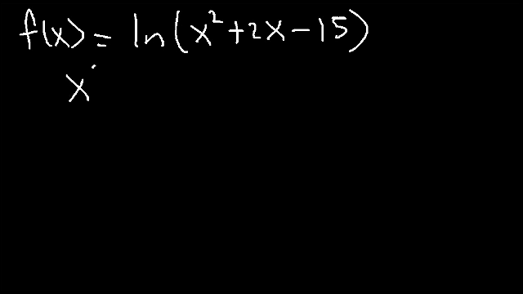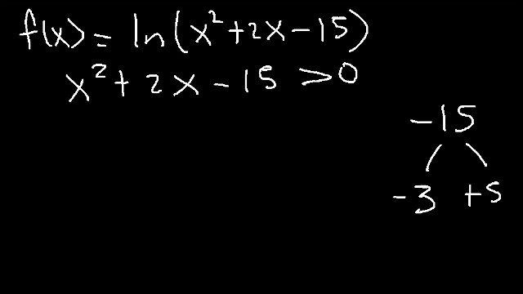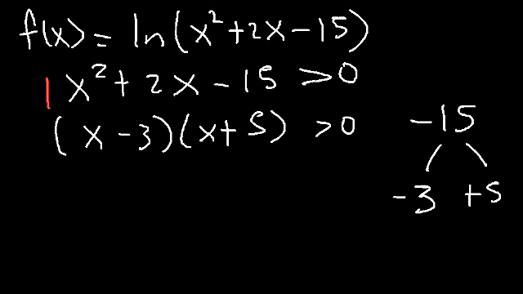So the first thing I would do is set the inside greater than 0. So let's solve for x. We need to factor. What two numbers multiply to negative 15 but add to the middle coefficient 2? This is going to be negative 3 and positive 5. Negative 3 times 5 is negative 15, but negative 3 plus 5 is positive 2. Since the leading coefficient is 1, we could simply write it as x minus 3 times x plus 5. So there's two critical numbers, 3 for x and negative 5 for x as well.